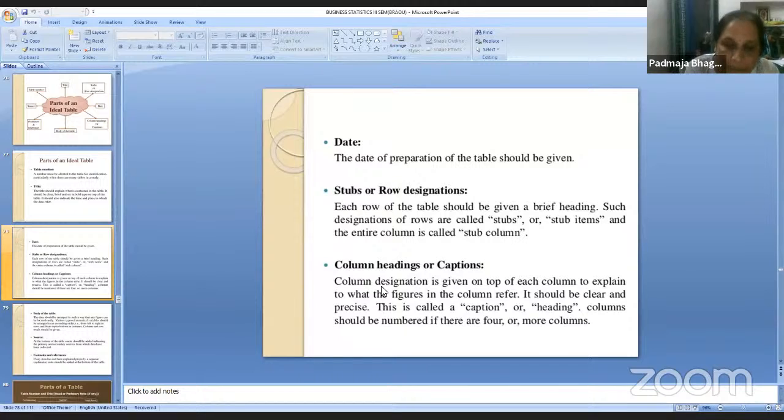Columns should be numbered if there are 4 or more columns. If there are 4 or more columns, each column should be given a name to know which column it is. We should not be confused.